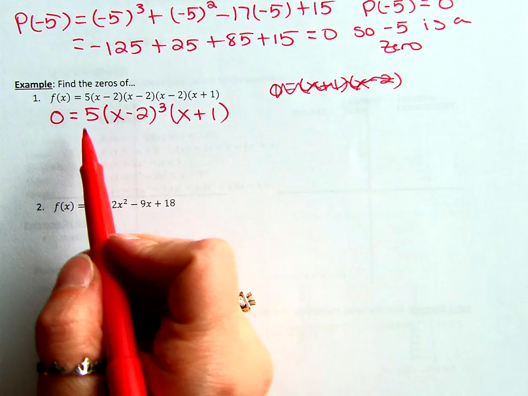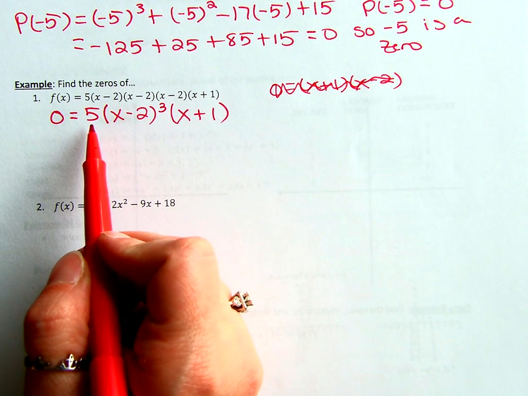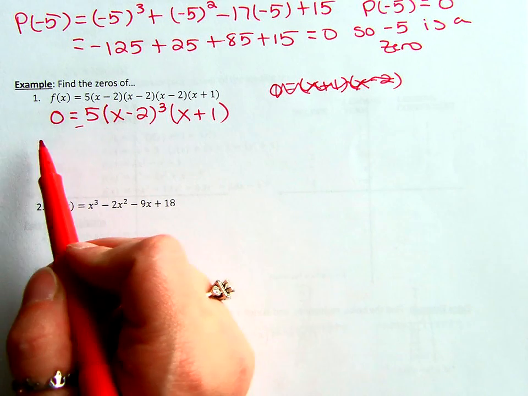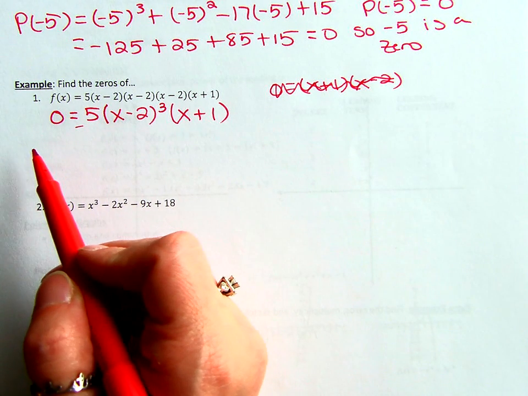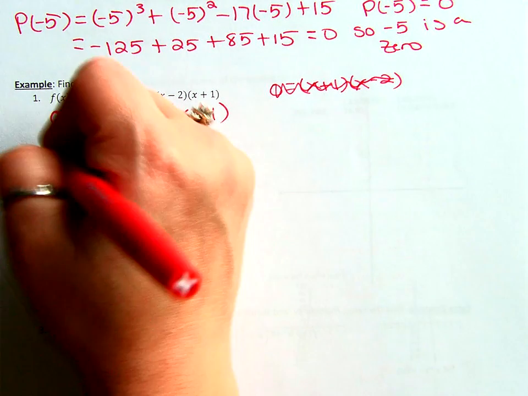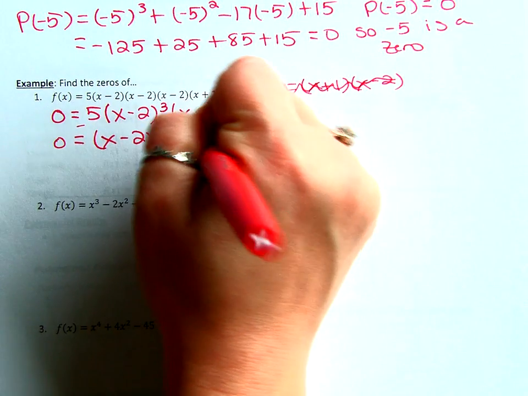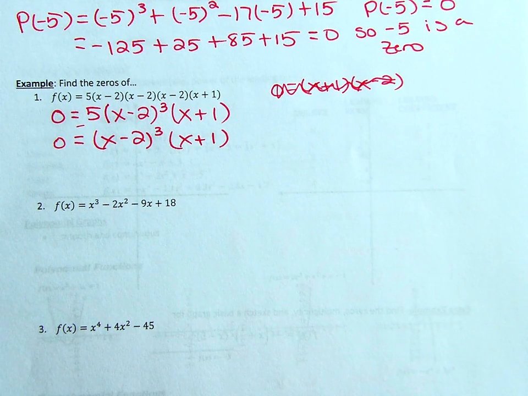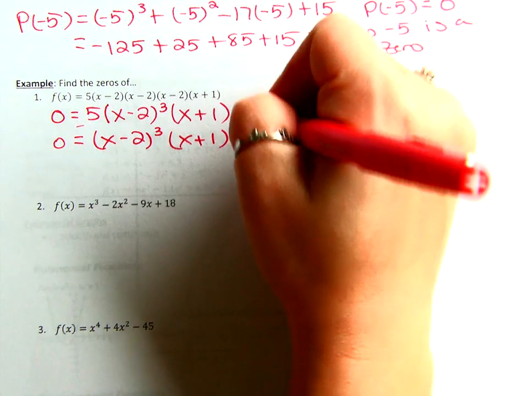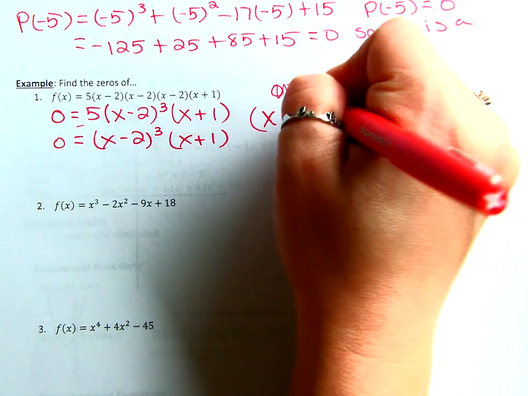Because, I mean, this 5 out here, is it going to matter? We can get rid of it by dividing both sides by 5. 0 divided by 5 is what? 0. (x minus 2) to the 3rd times (x plus 1). So now I'm just going to set each of my factors equal to 0 and solve. Set (x minus 2) to the 3rd equals 0.